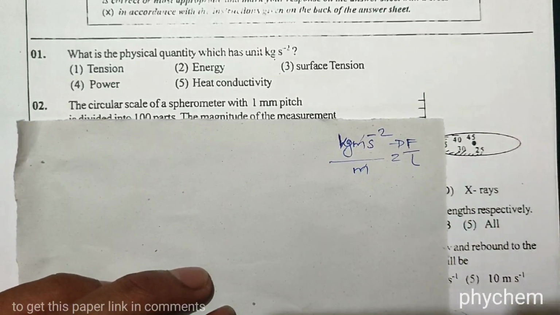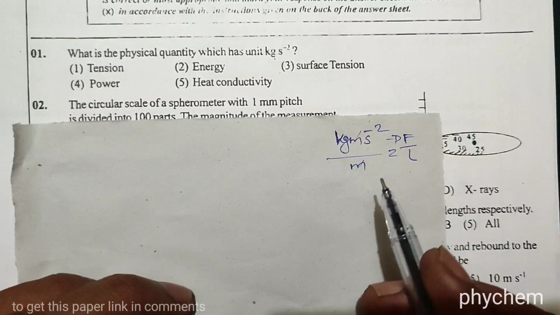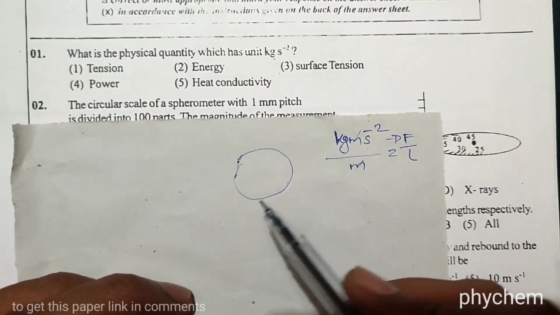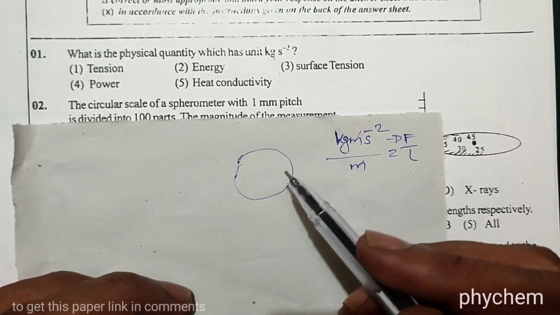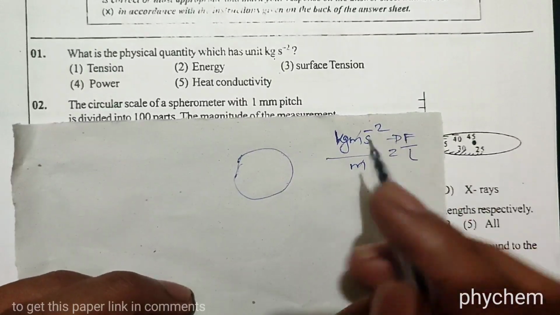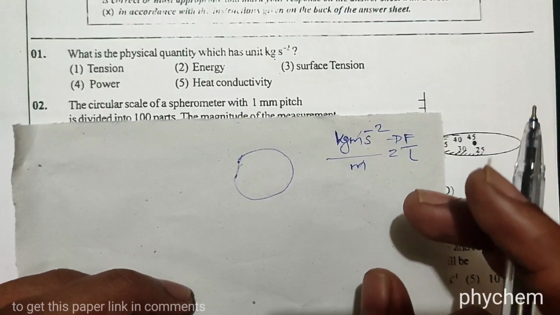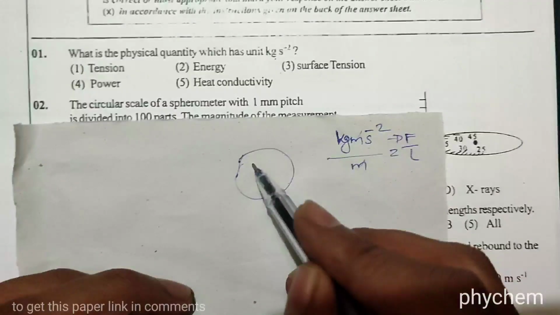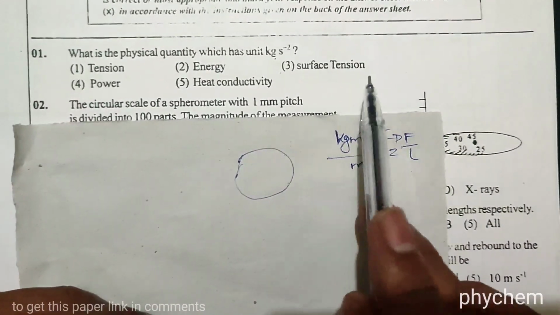Force over length is what we call surface tension. So what do we mean by surface tension? The surface tension is the force acting on the surface of a liquid. And we have two definitions for the surface tension. One is according to the force, and another is according to the energy: the amount of energy per unit area of the surface of liquid. I don't have to talk more. Surface tension is the answer, option one.